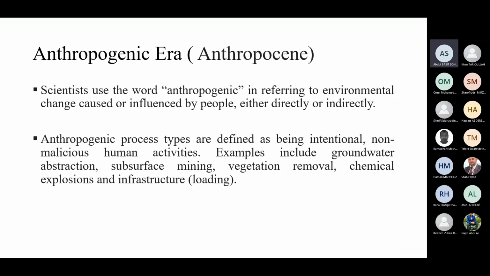Anthropogenic means environmental change caused or influenced by people, either directly or indirectly. Anthropogenic process types are defined as being intentional, non-malicious human activities. For example, it includes groundwater abstraction, subsurface mining, vegetation removal, chemical explosion, and infrastructure loading.